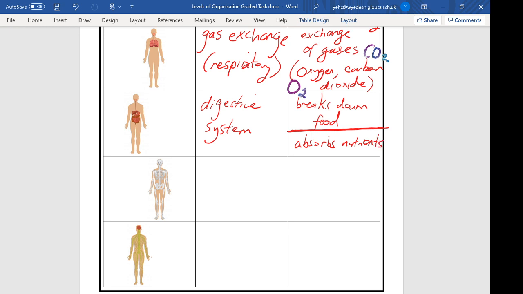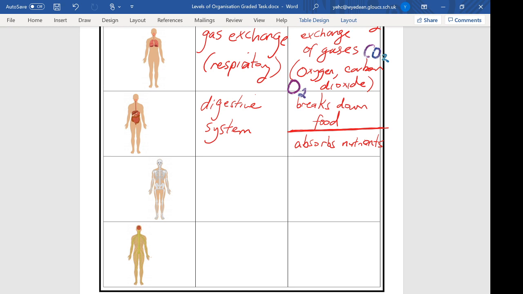If you remember back from Key Stage 3, you would learn that the small intestine is the one that absorbs the nutrients into the body. So the digestive system isn't just breaking down the food. Also remember that it does absorb all the food that you've just broken down. So it has those two main parts to it.